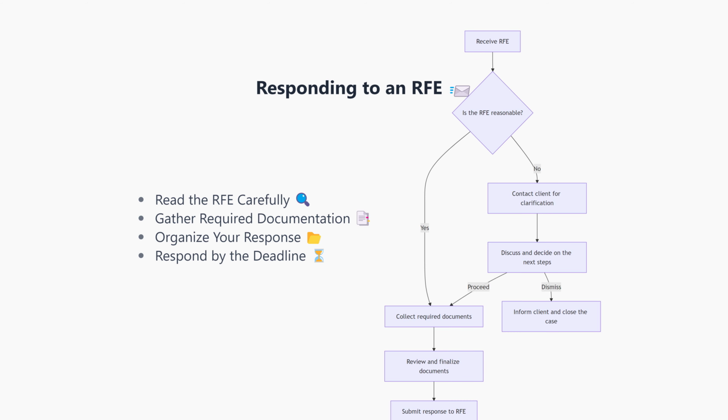Let's break down the steps to effectively respond to an RFE. First, read the RFE carefully to identify exactly what is being requested. Next, gather all necessary documents and ensure they are clear and legible. Then, prepare a well-organized response package that includes the RFE letter and requested evidence, complete with a cover letter. Finally, make sure your response is postmarked by the deadline specified in the RFE. Failing to respond on time can result in denial of your application.